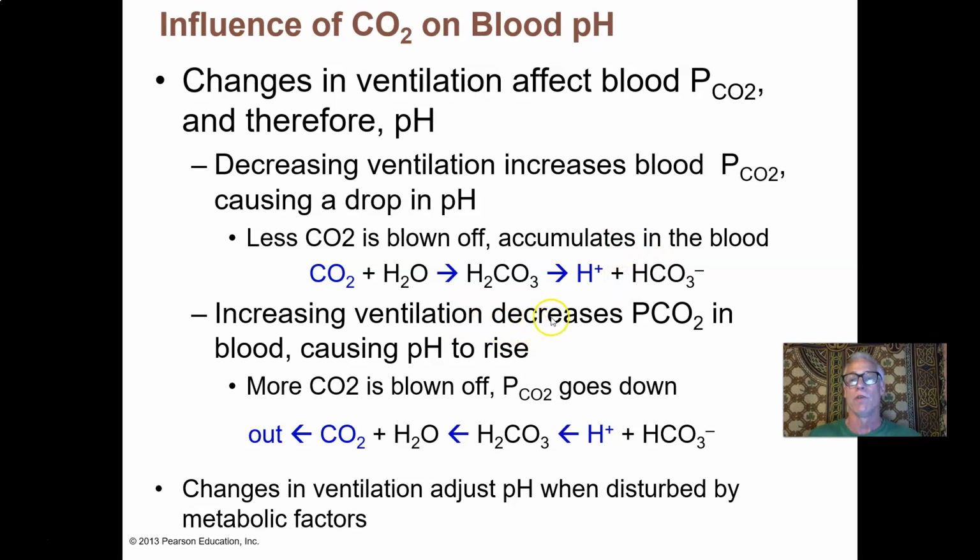Increasing ventilation will decrease the partial pressure of CO2. We're going to blow off more CO2 in the lungs, and that's going to cause the pH to rise because we're taking away CO2 from this side of the reactions, and that tends to draw them to the left. And so now we're going to consume some hydrogen ions, combining them with bicarbonate to form carbonic acid, which again will be split to produce CO2. So that's the relationship between ventilation and partial pressure of CO2, and between partial pressure of CO2 and blood pH.